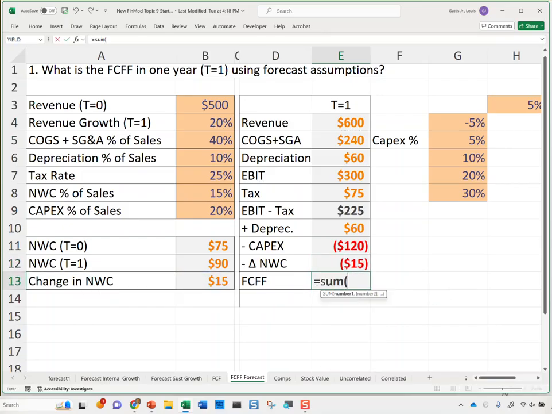Now I can just sum up EBIT after tax down to changes in net working capital, and this company is generating $150 in FCFF. You can see that's considerably lower than the EBIT after tax because they're spending a lot of money on CapEx. One thing I'll often look at when I evaluate companies as an investment: this company is spending 120 in CapEx this year, and its depreciation was 60. So one way of thinking about that is it's spending more than it's depreciating.